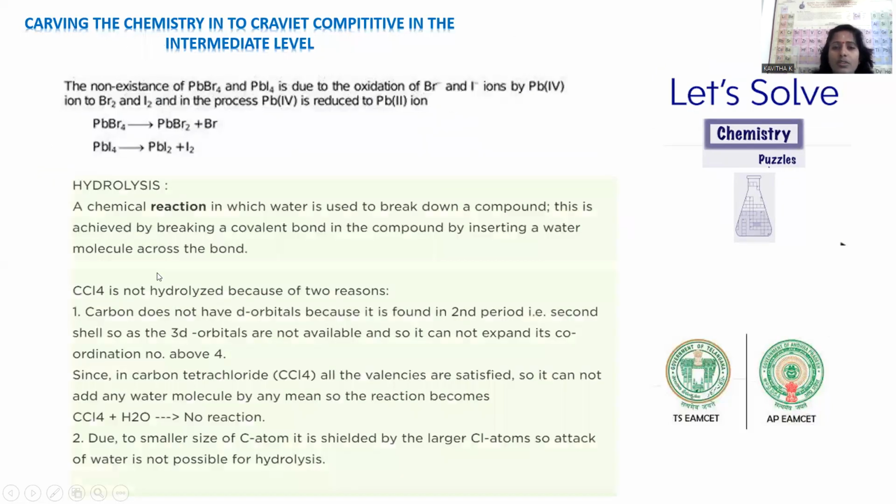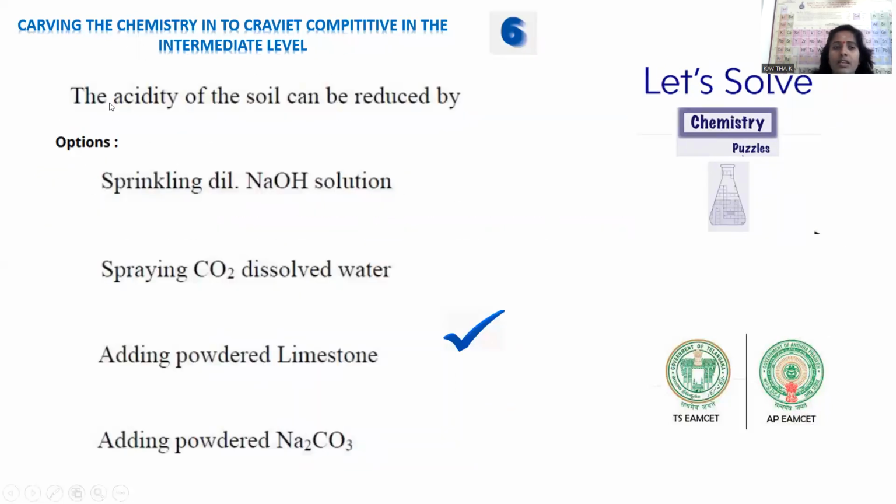Move on to the last question of the session. The acidity of the soil can be reduced by something. Some soils will be acidic, some basic, some neutral. Here the condition is that acidic soils are taken. If the soil is acidic, it is not suitable for growing crops. All kinds of crops are not able to grow in that type of soil. That's why we have to neutralize the acidic nature.